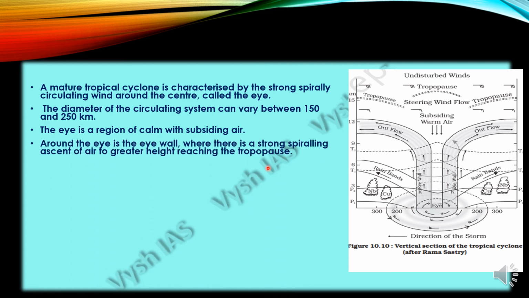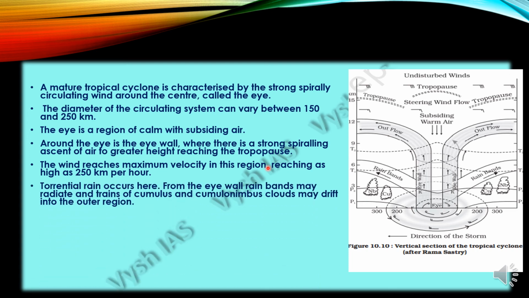So around the eye is the eye wall, where there will be the strong spiraling ascent of air, to a greater height reaching the tropopause. The wind reaches a maximum velocity in this region, up to 250 km per hour, and the torrential rain occurs in this region. From the eye wall, rain bands will start forming and radiating towards the outer region. These will mainly be trains of cumulus and cumulonimbus clouds, which drift in the outer region. As you can see over here, NB and CU, these are the clouds, the rain bands which are forming.